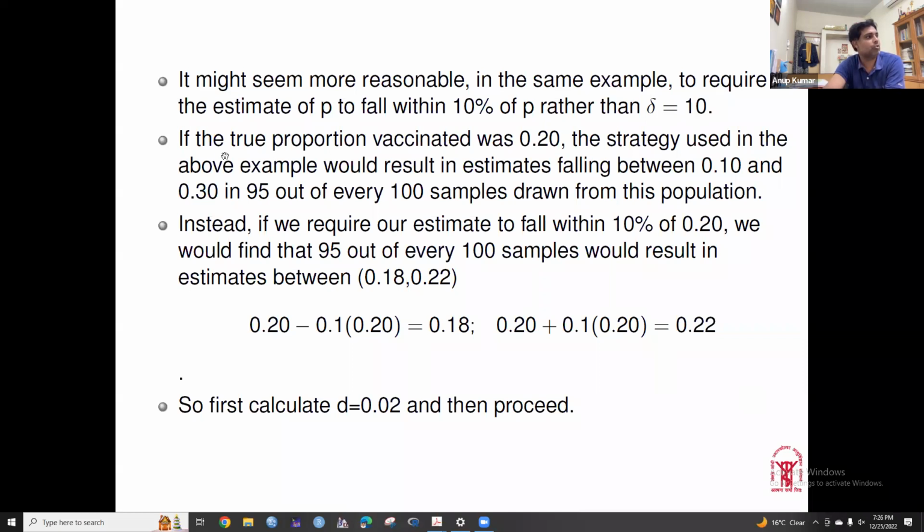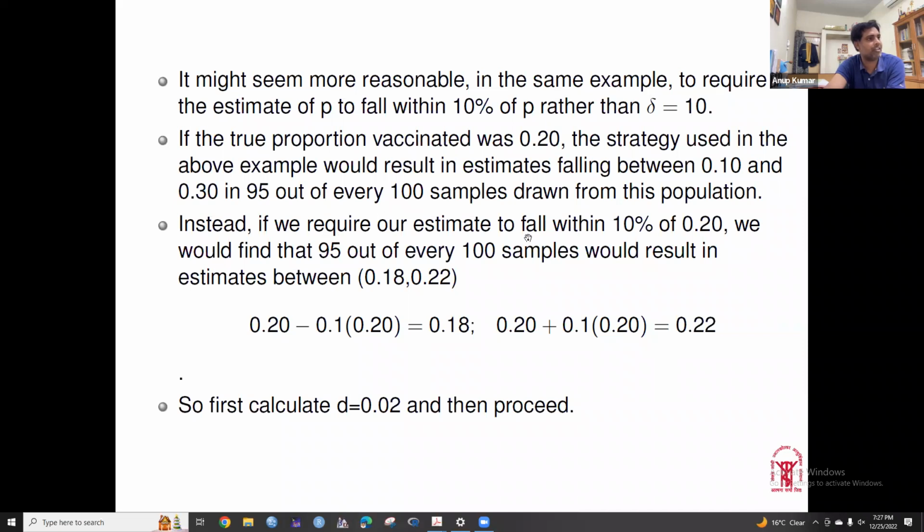Okay. So if the true proportion vaccinated was 20, the strategy used in the above example would result in an estimate which falls between 0.10 and 0.30. If the true proportion, in our tuberculosis example, is 0.20, the absolute difference would be 0.10, giving 0.10 and 0.30, in 95 out of 100 samples drawn from this population.